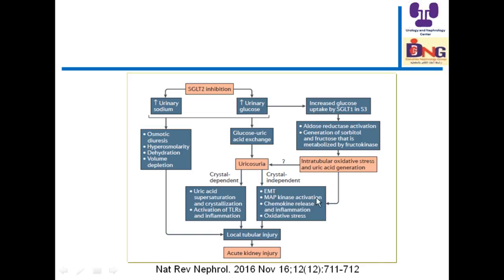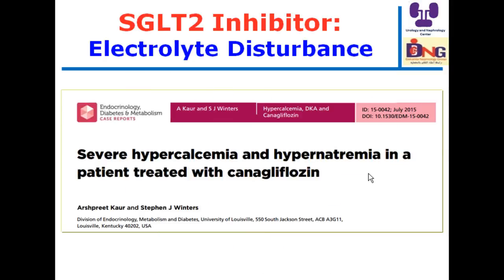Increased glucose uptake by sodium glucose cotransporter 1 in the third segment can lead to aldose reductase activation, generation of sorbitol and fructose that's metabolized by fructokinase, leading to intratubular oxidative stress and uric acid generation. So again and again, we should evaluate the patient thoroughly. We should know by heart the volume status of the patients, kidney function, and to put all these together in the follow-up of our patients.